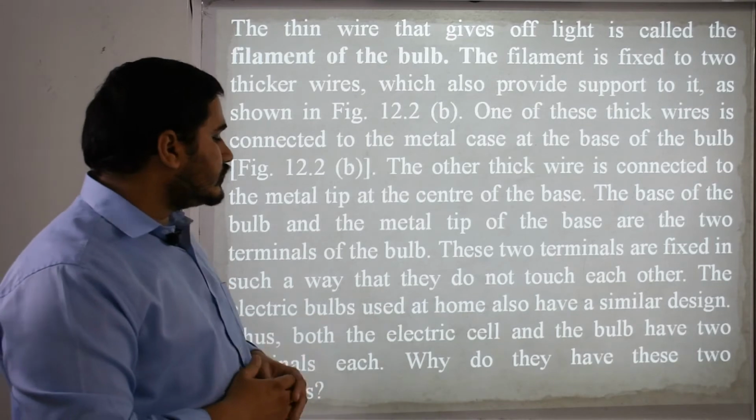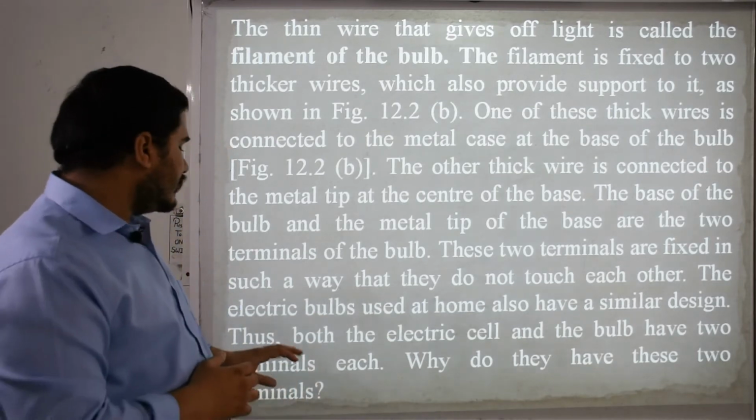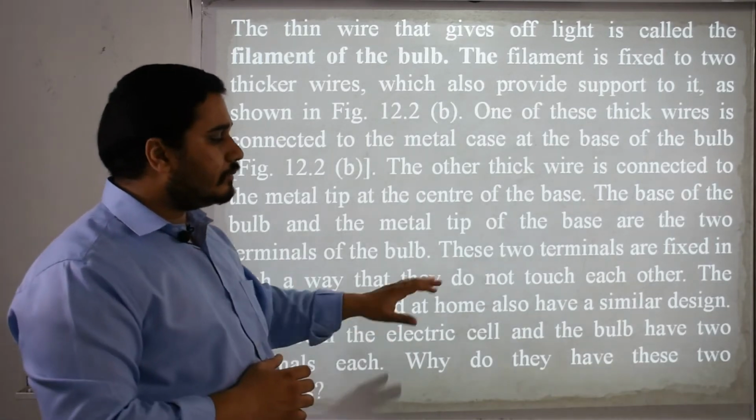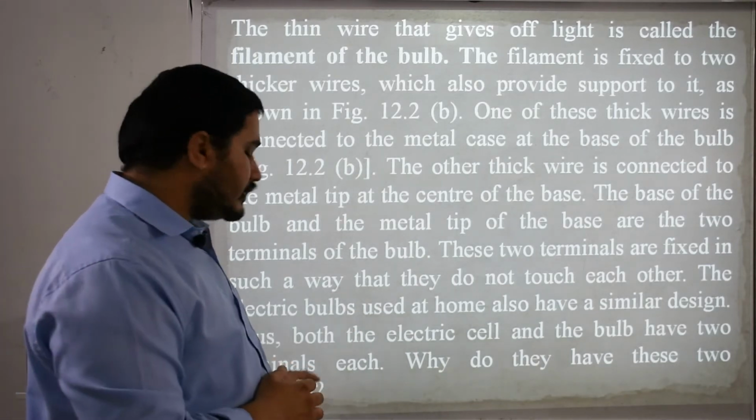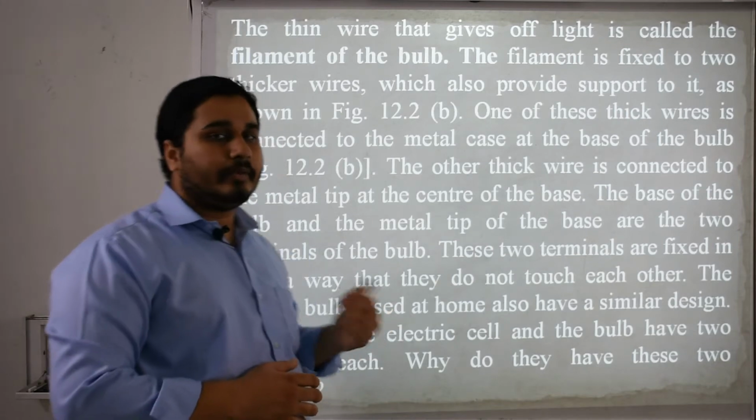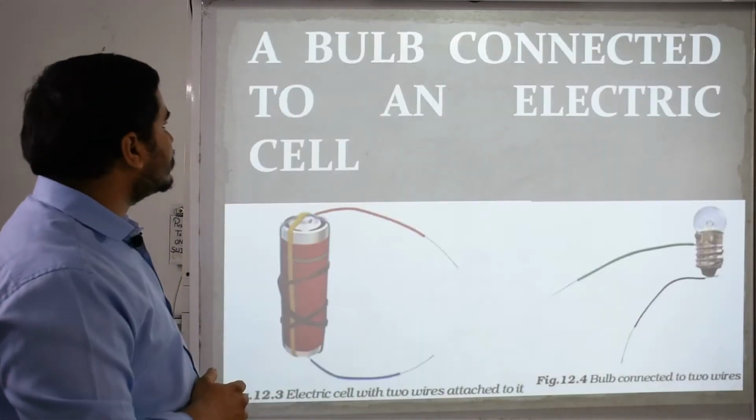The electric bulb used at home also has a similar design. Thus, both the electric cell and the bulb have two terminals each. Why do they have these two terminals? Because they can connect to each other at the same point and vice versa.